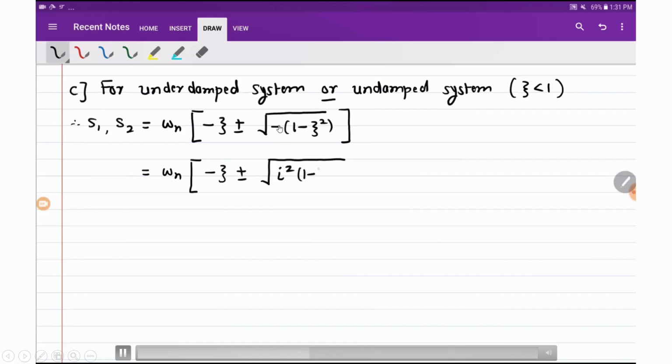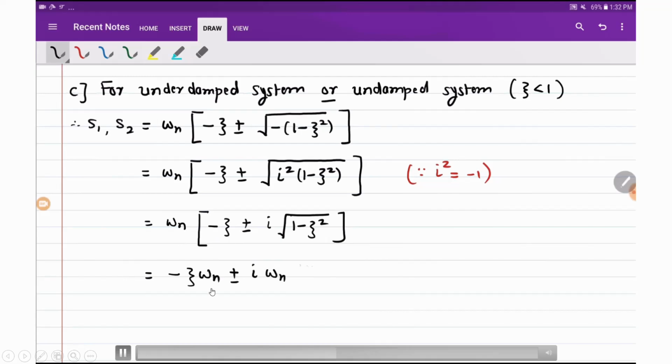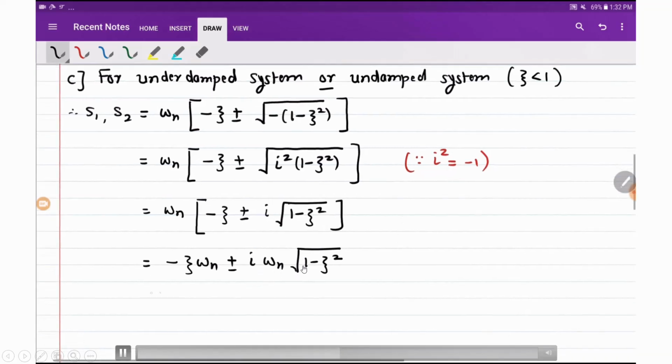Now minus means minus 1, and minus 1 is replaced by i square. So we are getting the complex root over here. This is the important part. The square root of i square means i. So what is the root over here? Minus zeta omega n plus or minus, multiplying this omega n inside the bracket, so it is i omega n square root of 1 minus zeta square.